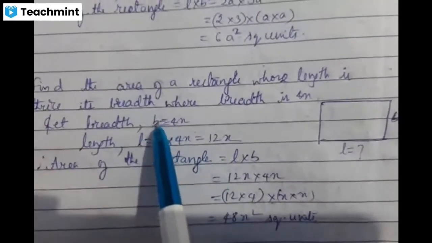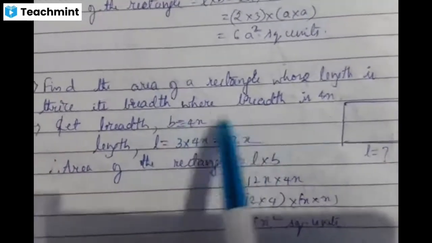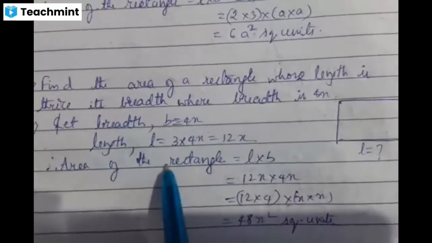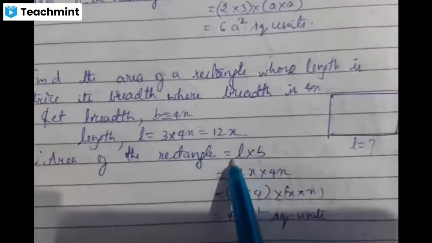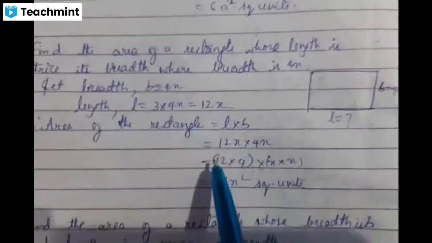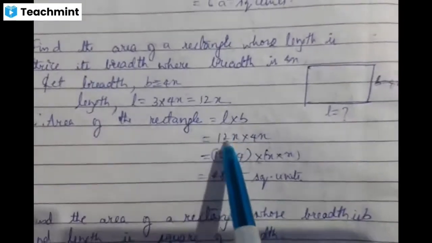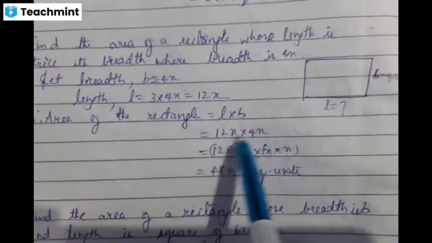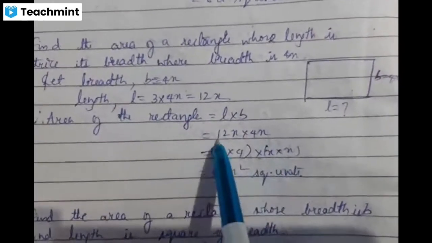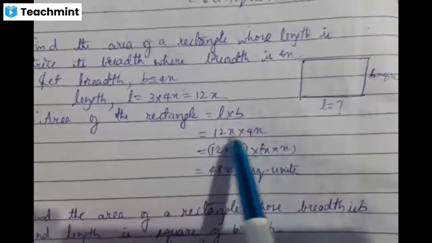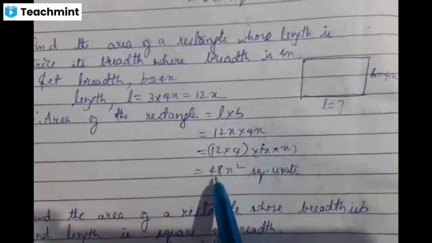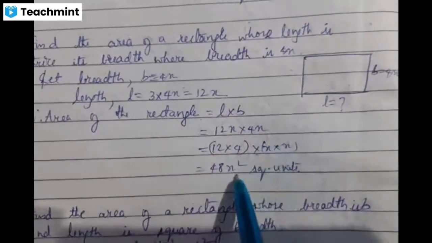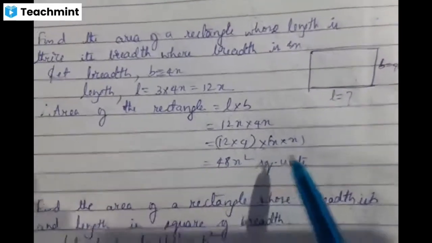We know breadth and we know length. Now let us find out what is the area of this rectangle. Formula length into breadth. We have length as 12x and breadth as 4x. Constants and variables grouped together, 12 into 4 into x into x. 12 4s are 48. X into x is x square units.